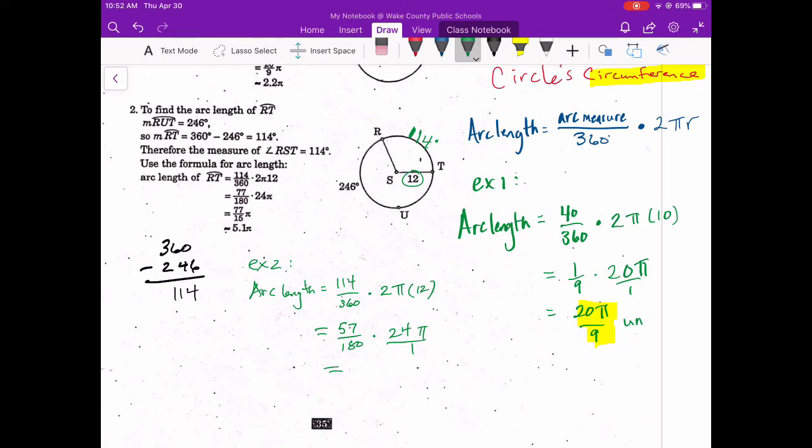So we can divide both by 12, and you get 15 here and 2 here. So then 114 pi over 15 is your simplified exact answer, in units, for the length of this. All right, so that's how you're going to do arc length. Let's move to area of a sector.